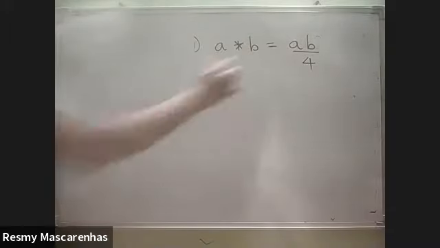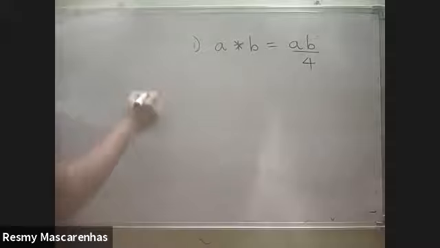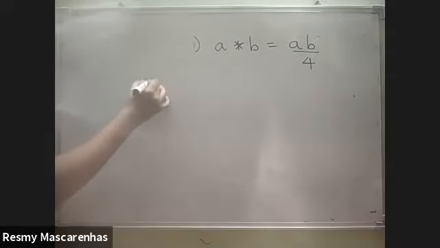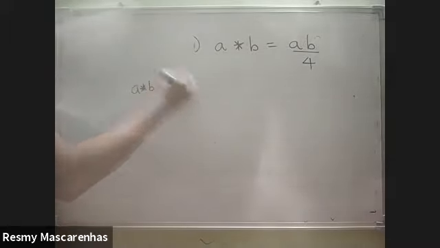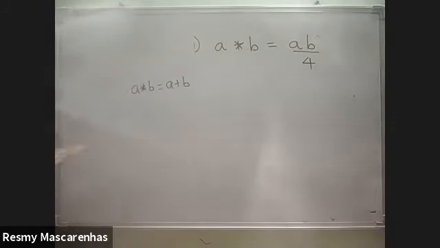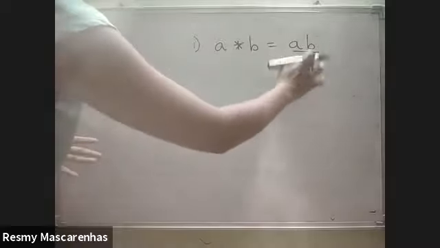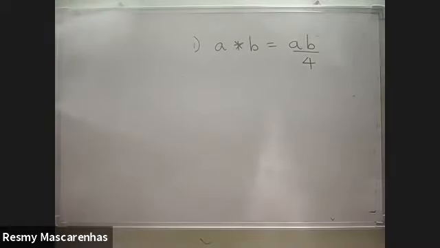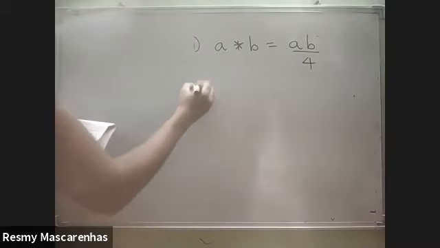Now this is the relation. In the previous example, A and B were related by A plus B. Like that, this is another example. They can relate them in any way. So now how are they related? A star B is equal to A into B upon 4. This is the relation. Now we have to check whether it is commutative.